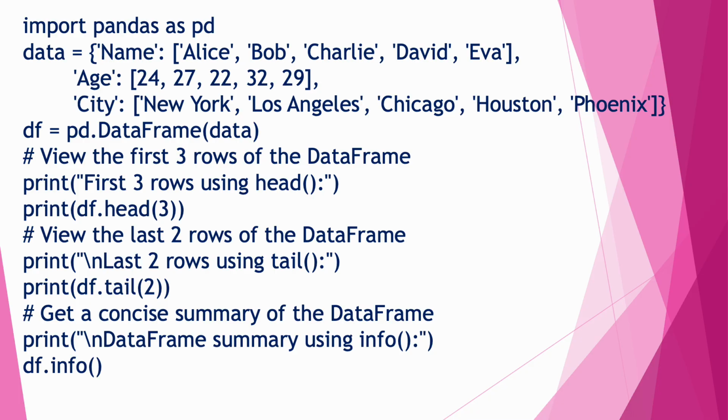Now I hope you can visualize how the data frame looks, isn't it? The data frame will have multiple columns. The first column will be the index 0, 1, 2, 3, then the name column, next the age column, and next the city column. If you want to display just the first 3 rows, you can use df.head 3 on the data frame you have already created. If you want to display only the last 2 rows, you can use df.tail 2, and if you want the summary of the data frame, you can use df.info.